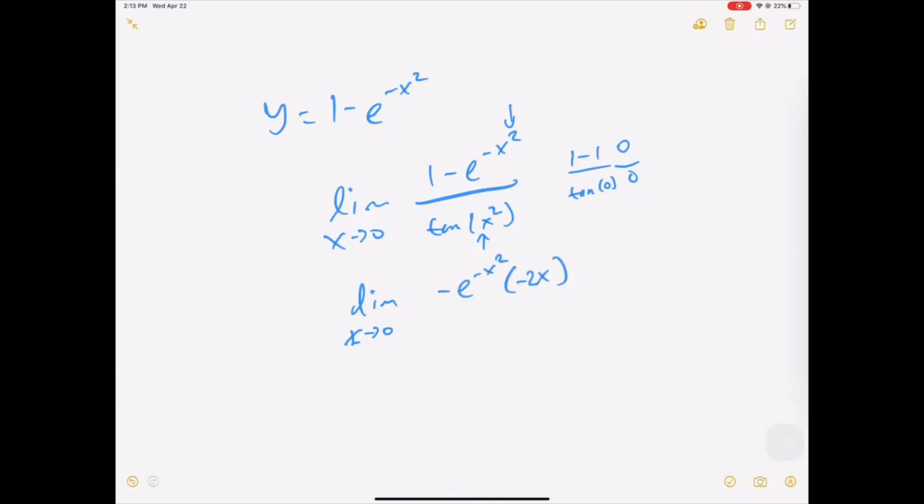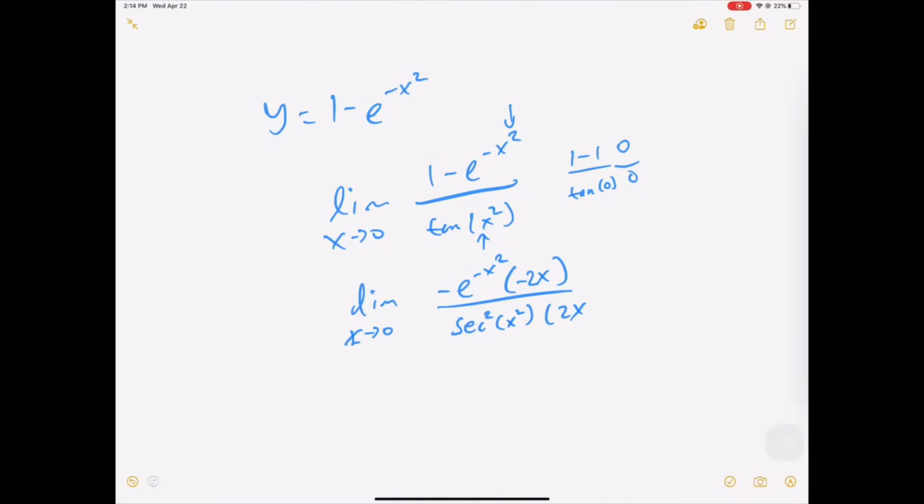Okay, look at that derivative. E to the negative x squared, keep it, and then multiply by the chain rule. All divided by the derivative of tangent, which is secant squared x squared, chain rule, 2x. So let's go ahead and plug it in again. So the goal is try it, it doesn't work, and then go ahead and try again. Plug it in, so take the derivative, and then try again.